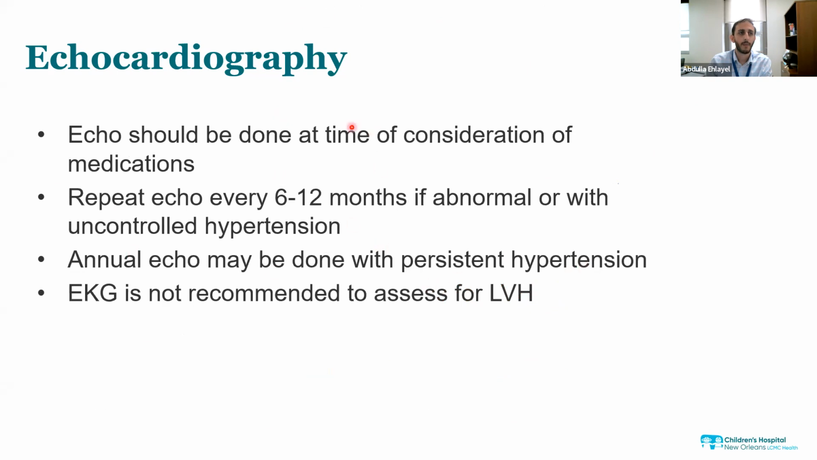So when should you do an echo? We should do that if you're starting the patient on medications. It should be repeated every 6 to 12 months if the echo is abnormal or the patient has persistent hypertension. We do not recommend doing an EKG to diagnose LVH, left ventricular hypertrophy. It has a low sensitivity, which is why it's not recommended routinely for patients.